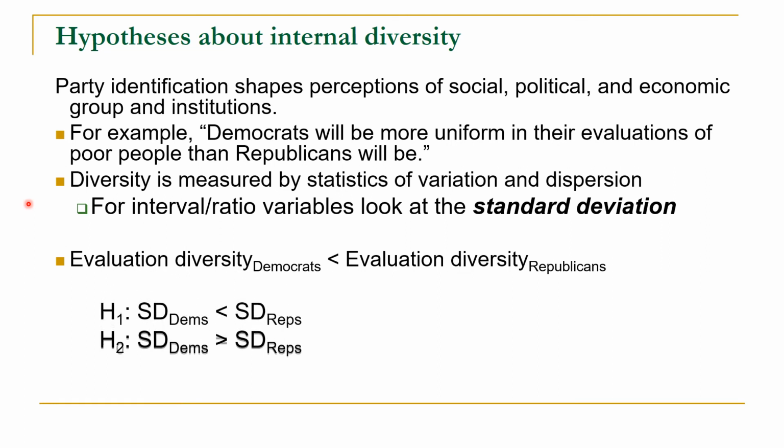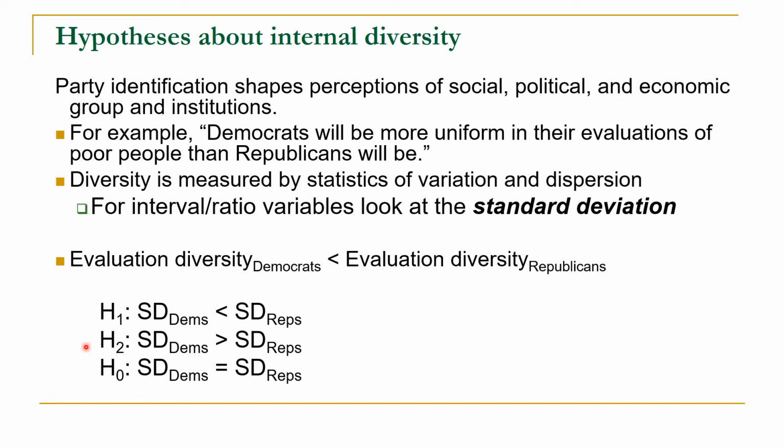And our three math sentences would look like this. Standard deviation for Democrats is less than the standard deviation for Republicans. Remember, standard deviation is a way of evaluating internal diversity. The more diversity, the larger your standard deviation will be. The less diversity you have, the smaller your standard deviation will be. So we have the hypothesis that we think is likely to be true.